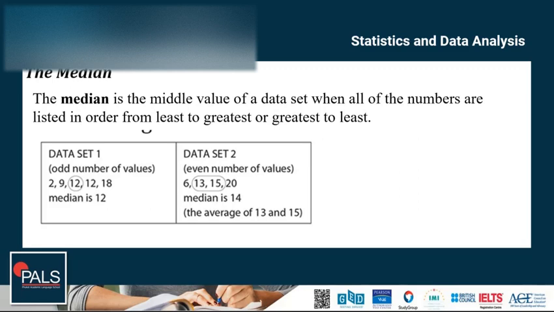Now, considering the outliers, the median is less affected by outliers. Looking at data set 2, the median would be 14 whether the last value is 20 or 200, because the two middle values would still be 13 and 15.